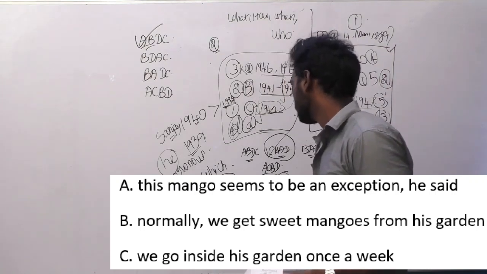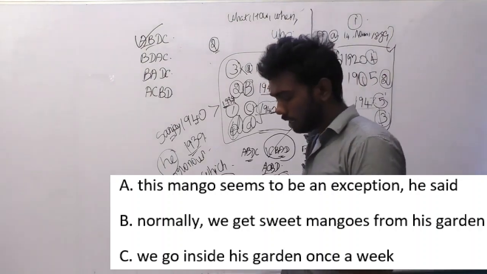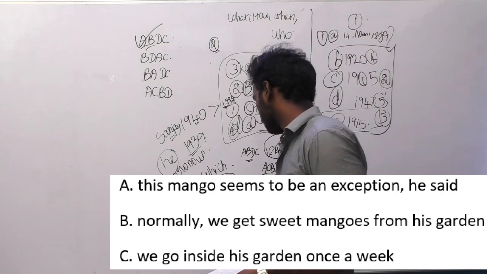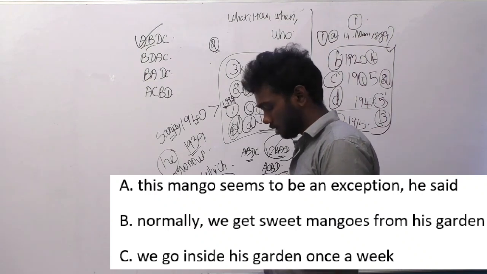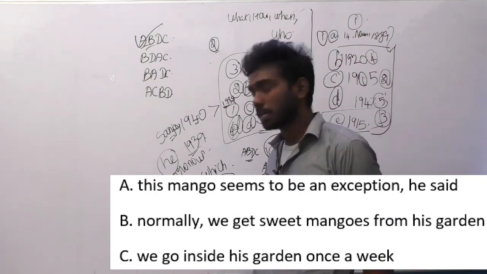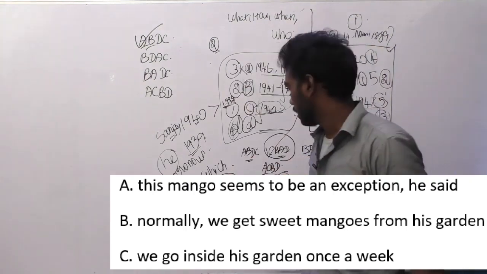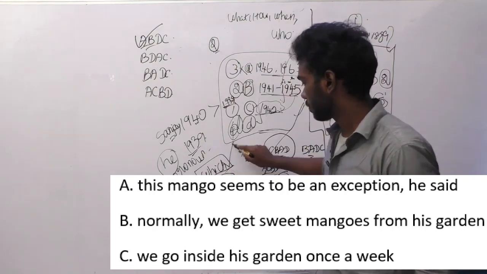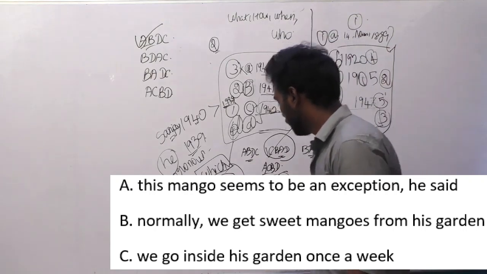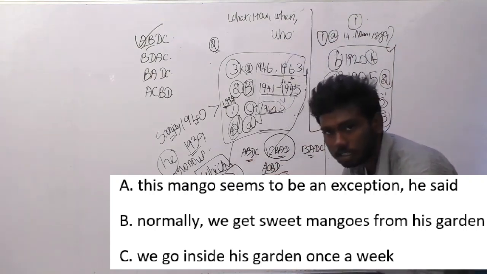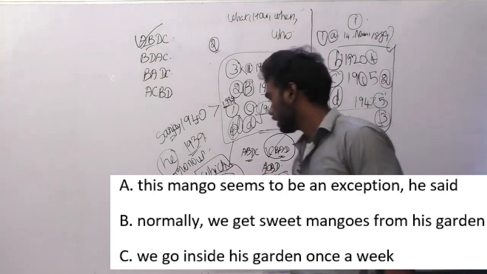So this sentence also is not going to be the opening, but we have got that we get sweet mangoes. So we come to know which mangoes they are talking about. In the first sentence they said this mango is going to be an exception, so this mango refers to sweet mangoes, and we got the answer for the question which, because it is sweet mangoes, sweet mangoes in his garden. So we got the answer after sentence B. So sentence B will come before this sentence. Note that this sentence will come before this one.